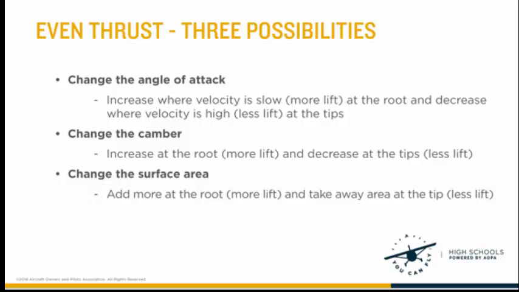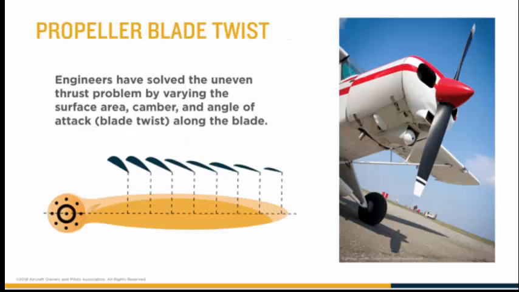Alright, so you can read these on your own, but these are things that engineers would do. Obviously, what we just talked about: changing the surface area, changing the camber, and changing the angle of attack. But again, a lot of thought and design goes into how a propeller is made. And we talked about this a couple weeks before we went to online schooling. So I'm not going to say much about this, but we can see how they fixed the uneven thrust problem by varying all those elements.